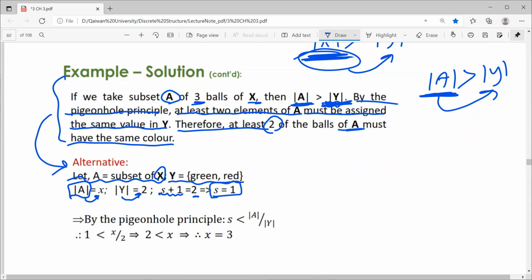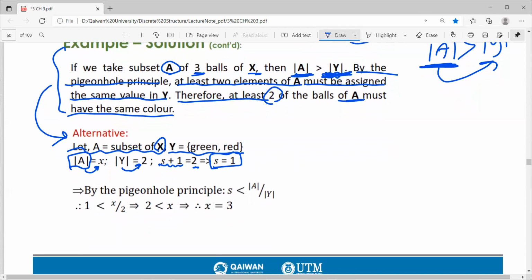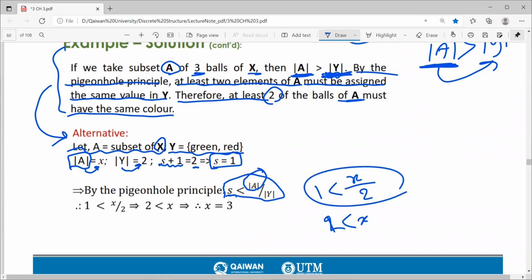Now, by the pigeonhole principle, S is less than the cardinality of A divided by the cardinality of Y. We don't know the cardinality of A, so we put x for that. The cardinality of Y is 2 and S is 1. From this, x over 2 must be greater than 1. If we multiply both sides by 2, we get x is greater than 2.